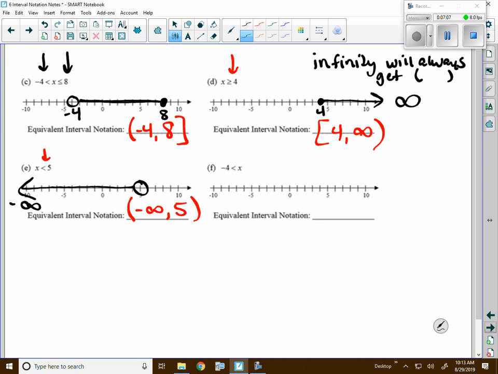Okay, part F. This looks different, right? We're used to having x on the other side, so we're going to rewrite this. Okay, and it's x is greater than negative 4. So I just flipped them around. I made it easier. That's what we're used to seeing, so we're going to write it just like that. We're going to put an open circle at negative 4, and x is greater, so we shade to the right.